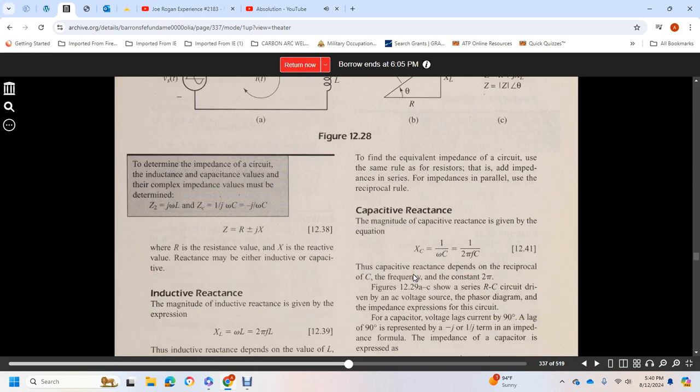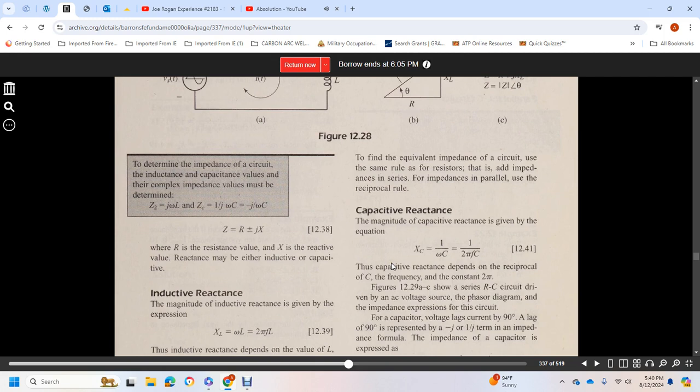you have the reciprocal rule. Capacitive reactance: the magnitude of capacitive reactance is given by the equation X_C equals 1 over omega C, which is 1 over 2 times pi times the frequency times the capacitance. Capacitive reactance depends on the reciprocal of the capacitance and frequency, with the constant of 2 pi.